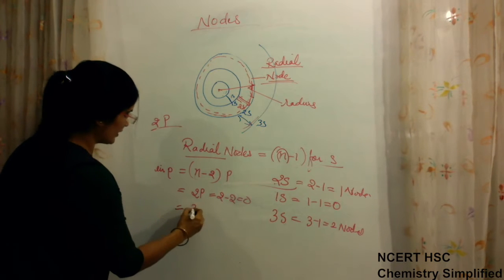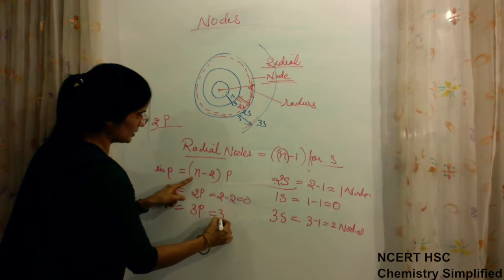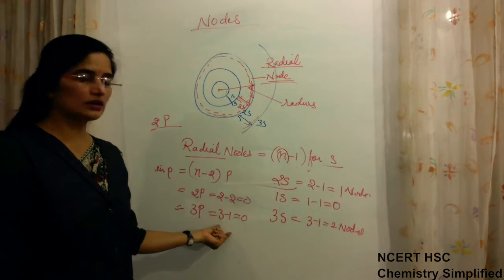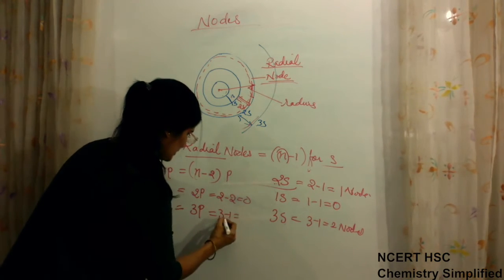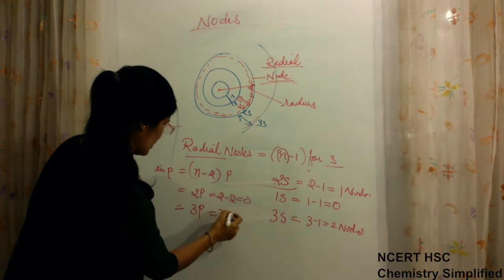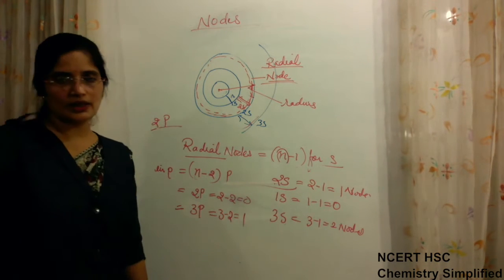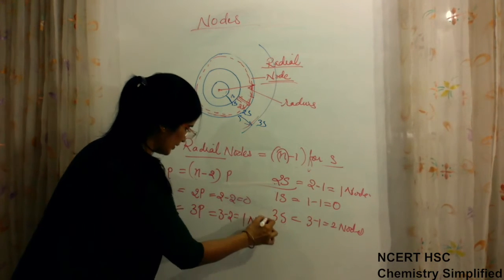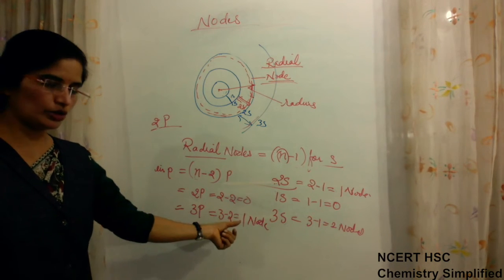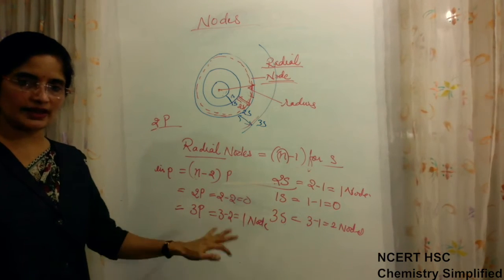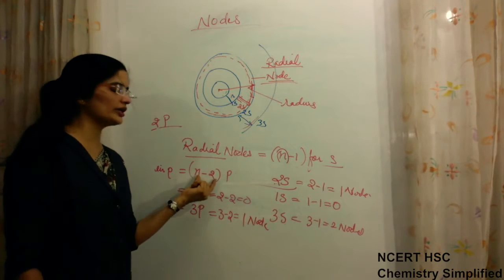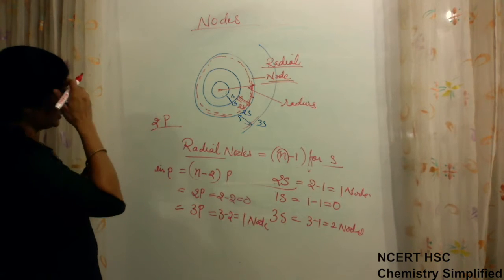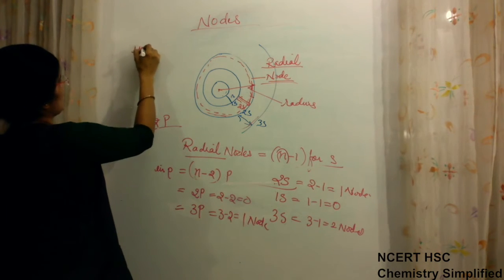Here, if I write 3p, then 3p will be having 3 minus 2, 1. Formula was written wrong. So it will be having only one node. Okay. So 3p orbital will have one node, 4p will have 2, 5p will have 3. Like this it will go on increasing according to the formula which we are using. Clear?